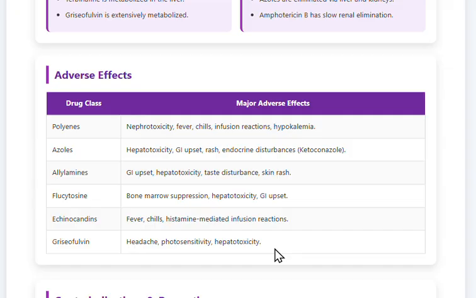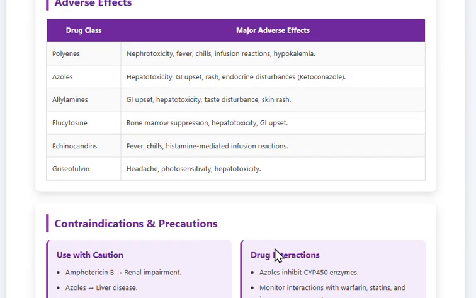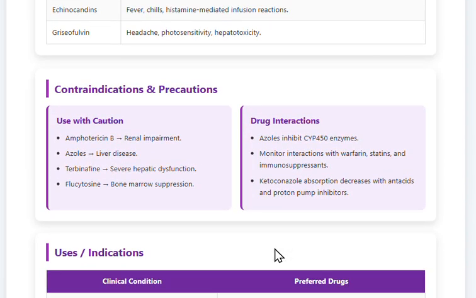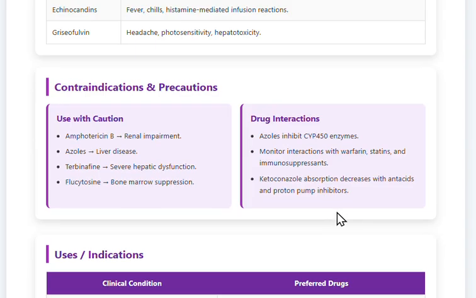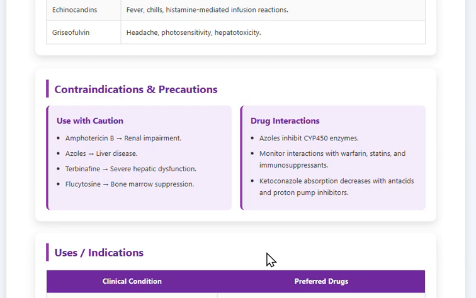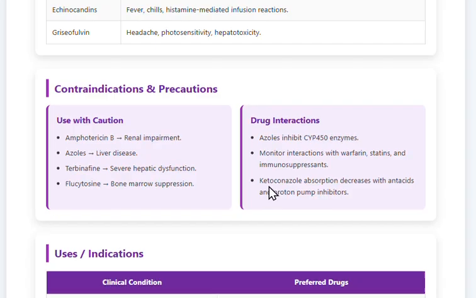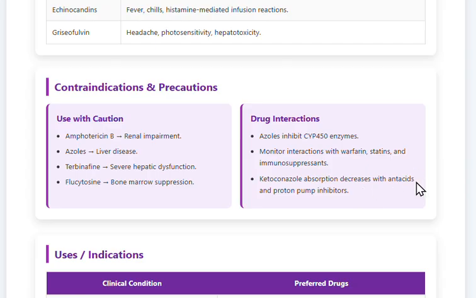Drug interactions are especially important with azoles. Azoles inhibit cytochrome P450 enzymes. Because of this, they can increase the blood concentration of several medications, including warfarin, statins, cyclosporin, tacrolimus, certain oral hypoglycemic agents. When these drugs are used together, dose adjustments or careful monitoring may be required. Another important point is that ketoconazole requires an acidic environment for optimal absorption. Therefore, antacids and proton pump inhibitors can reduce its absorption and effectiveness.